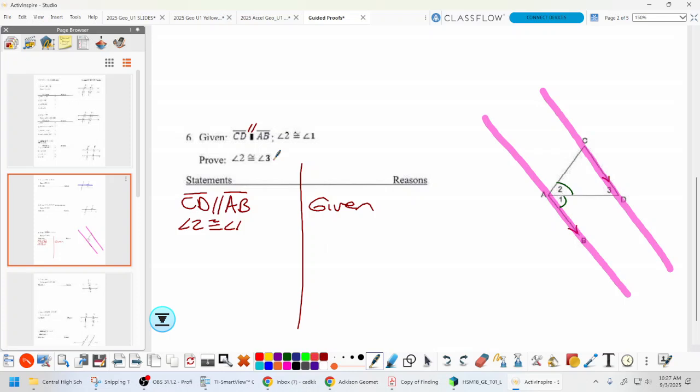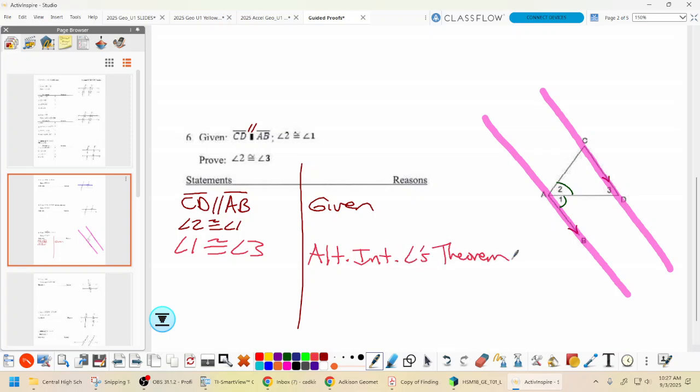Is there a link between 1 and 3? If there was a link between 1 and 3, then we could probably bring 2 in and link it to 3. So these are the kind of questions that you should start asking. Is there a link between 1 and 3? Alternate interior angles. Yeah, so angle 1 is congruent to angle 3 by alternate interior angles theorem.